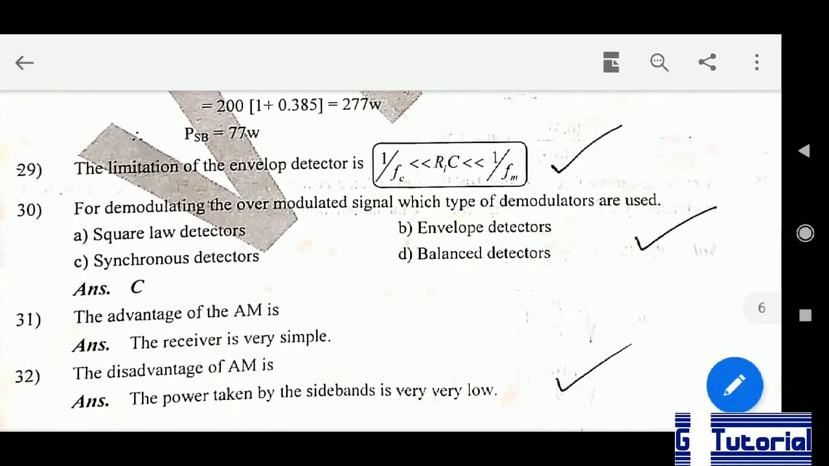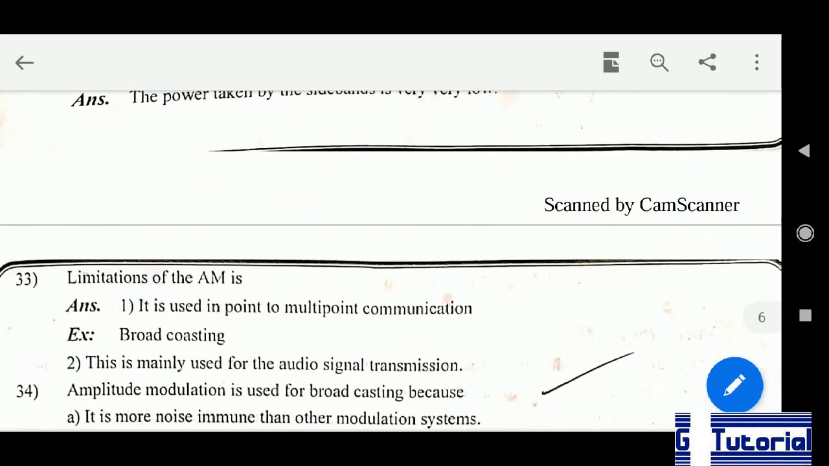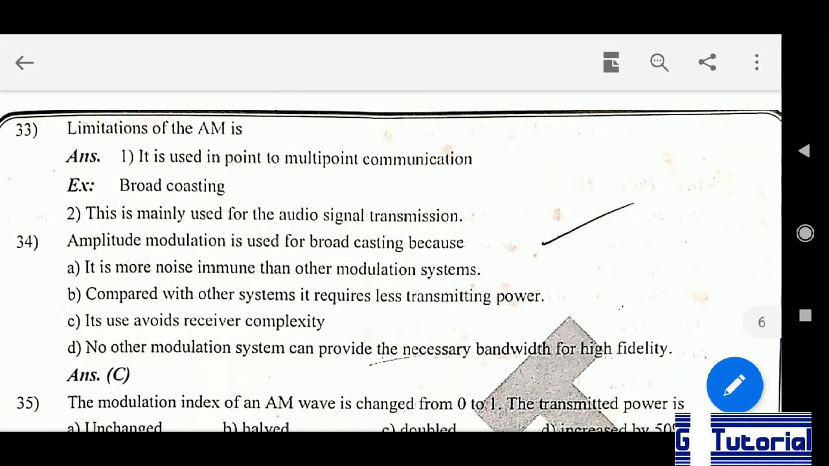Next question. The advantage of AM is that the receiver is very simple, and the disadvantage is that most of the power is wasted in carrier. That is, power taken by sideband is very, very low. Next is actually the application of AM. They have written it as limitation of AM, but it is actually the application of AM. AM is used in point to multi-point communication, that is, for broadcasting of signals. The second application is audio signal transmission.